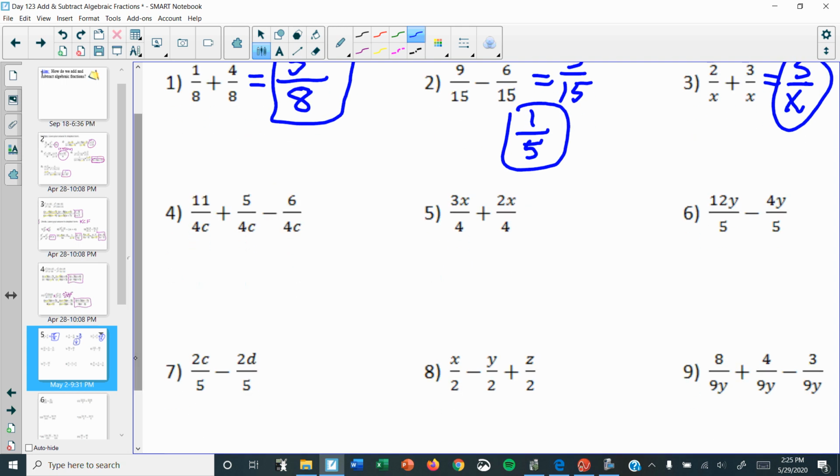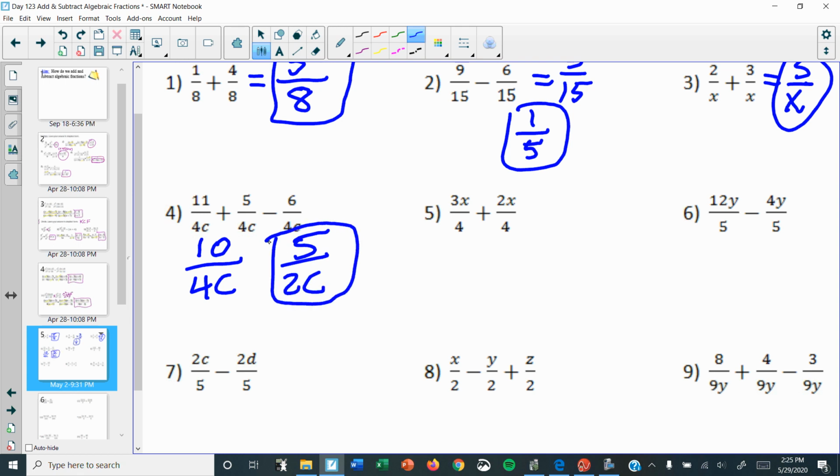Okay, number 4, make sure they're all the same denominator. They are. So I know the denominator is going to be 4c. 11 plus 5 is 16. 16 minus 6 is 10. But you can simplify that. You can take a 2 out of the top and the bottom. So your final answer is 5 over 2c.